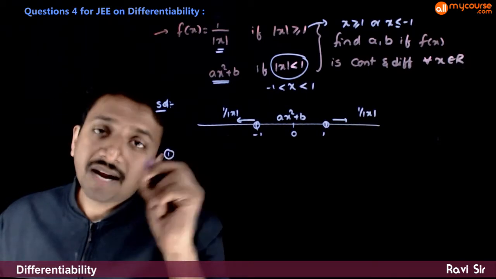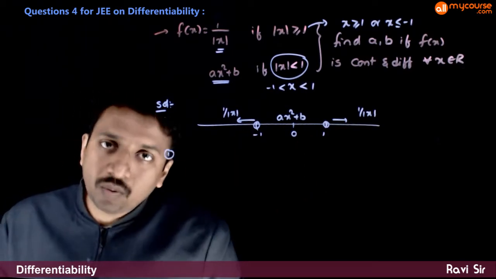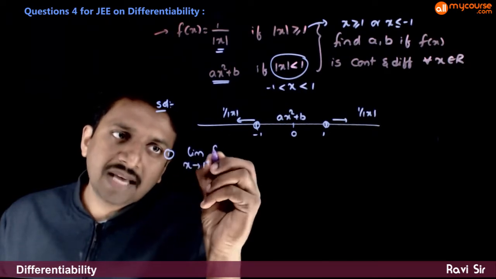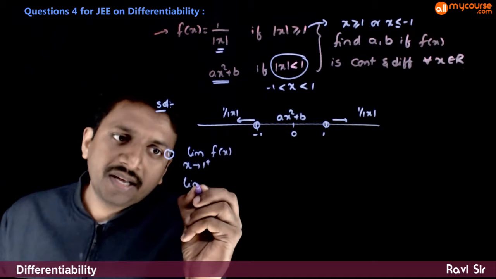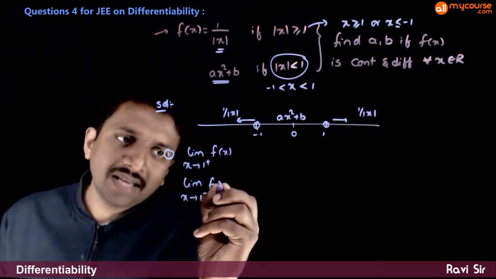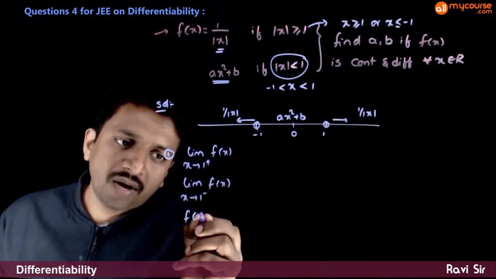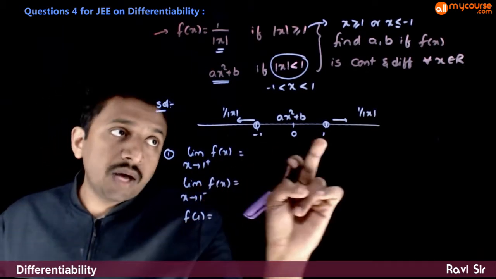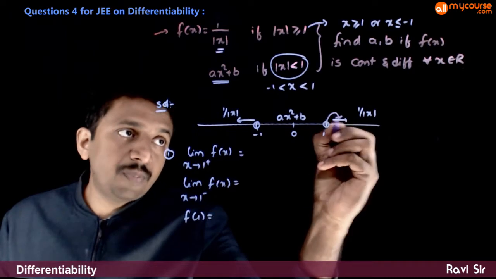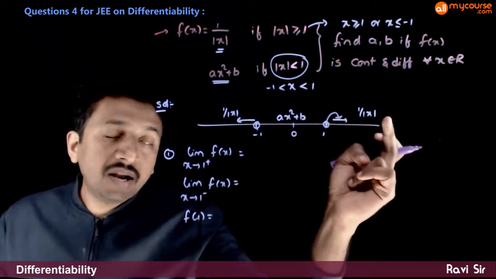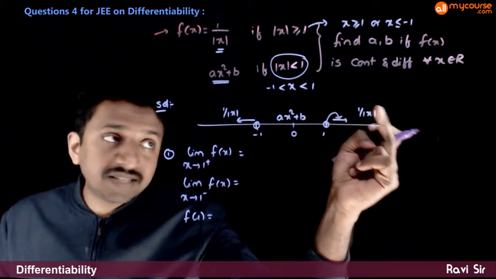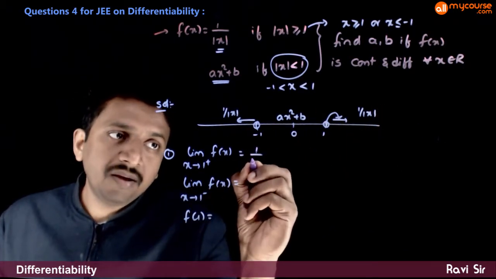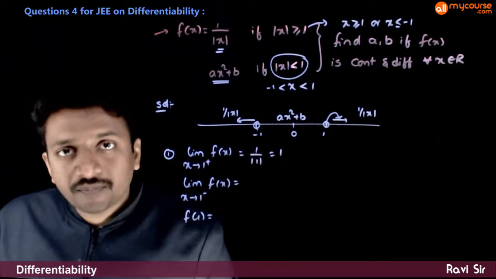So first, continuity at x is equal to 1. So limit x tends to 1 plus f(x), limit x tends to 1 minus f(x), and f(1) have to be same, right? So as x tends to 1 plus, as x tends to the positive neighborhood of 1, the limit value comes by substituting 1 in 1 by mod x. It is 1 by mod 1, which is equal to 1.